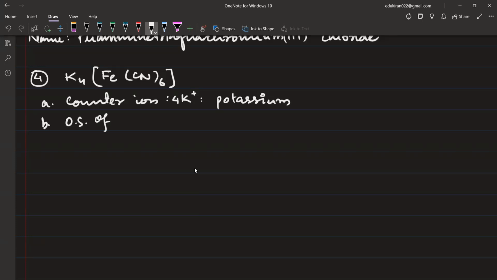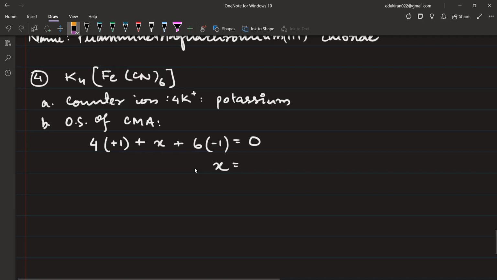Oxidation state of Fe. For K plus, we have 4 K and each has +1 charge, plus Fe is X, plus for CN we have 6 CN and each CN has -1 charge. This will be equal to 0 because it is net neutral. What will be X? +2. Oh, wait a second, this is 3, not 4. It will be +3 now, right? Yes, sir. +3, okay.